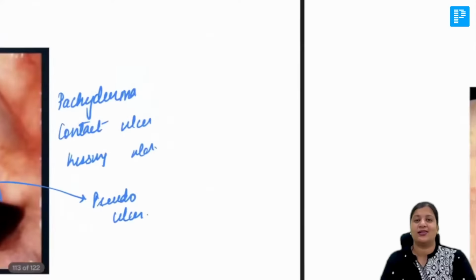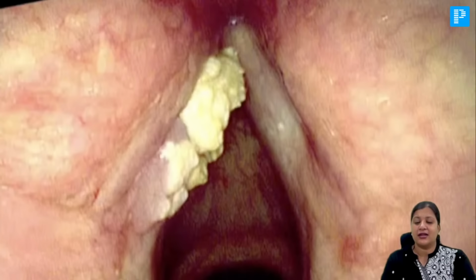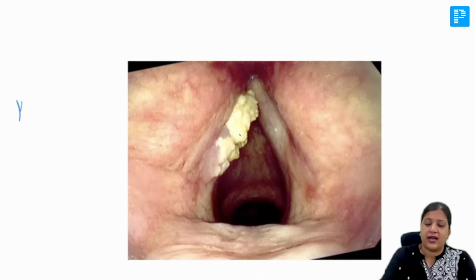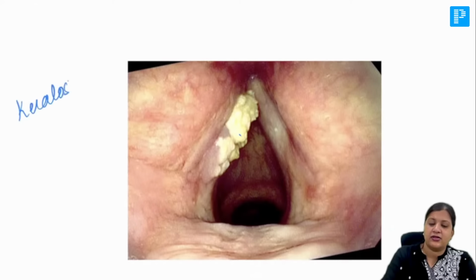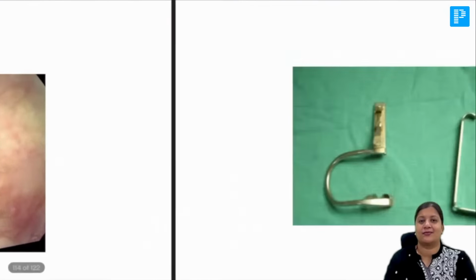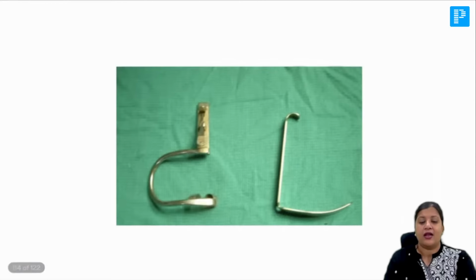Look at this condition, whitish plaque-like lesion on the vocal cord, history of smoking is present, alcohol is present. What is it? This is called as keratosis larynx, also called as leukoplakia of the vocal cord. So if there is keratosis or leukoplakia, what should you do? You have to do the excision of the leukoplakic patch. It is pre-malignant.